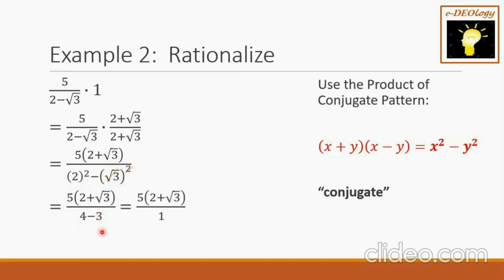So when we simplify further, the 4 minus 3 becomes 1. And the same numerator is here. And for the final answer, we simply remove that denominator 1. So this is our final answer.